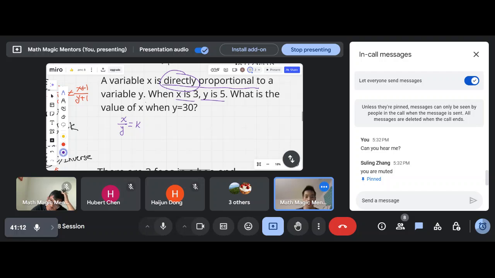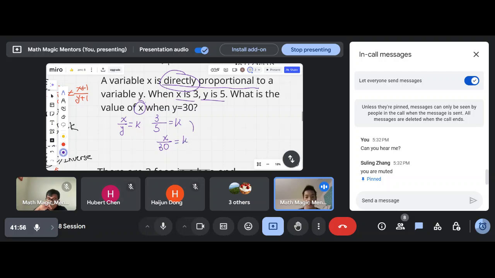when y equals 30. So let's just plug in the values that they give us, in one situation of this direct proportion. So in one situation, they say when x is 3, y equals 5. So we can just write 3 over 5 equals k. So now we want to find the value of x in the second situation, which is when y equals 30. And of course, we want to find what x is. So in the second situation, we can write x, this is what we're trying to find, divided by y, which is 30, equals k. It's just some constant k.